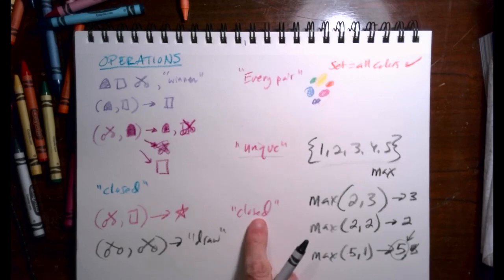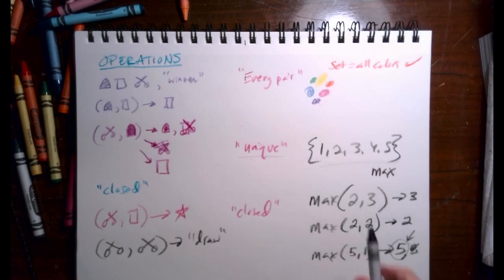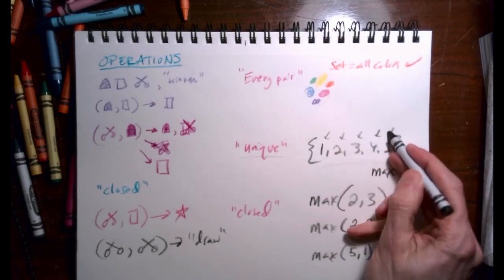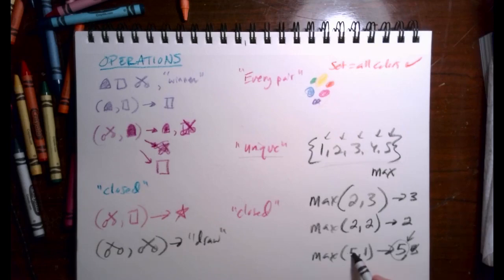And then closed. Can we pick some numbers such that we get something outside of this set? Is that possible? I say no, because if we are choosing numbers from this set, and then the operation is picking one of the numbers within this pair, it's going to be one of these numbers because that's where these came from. So it will be closed.